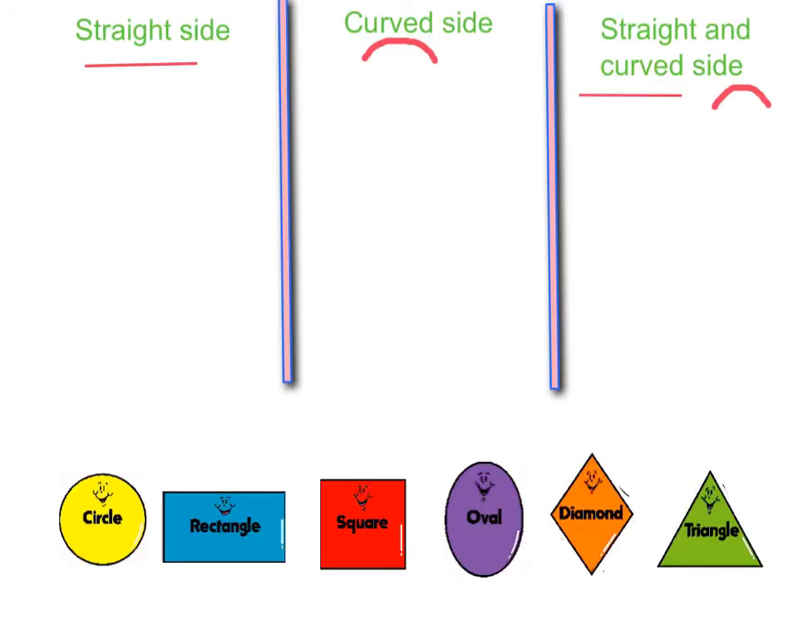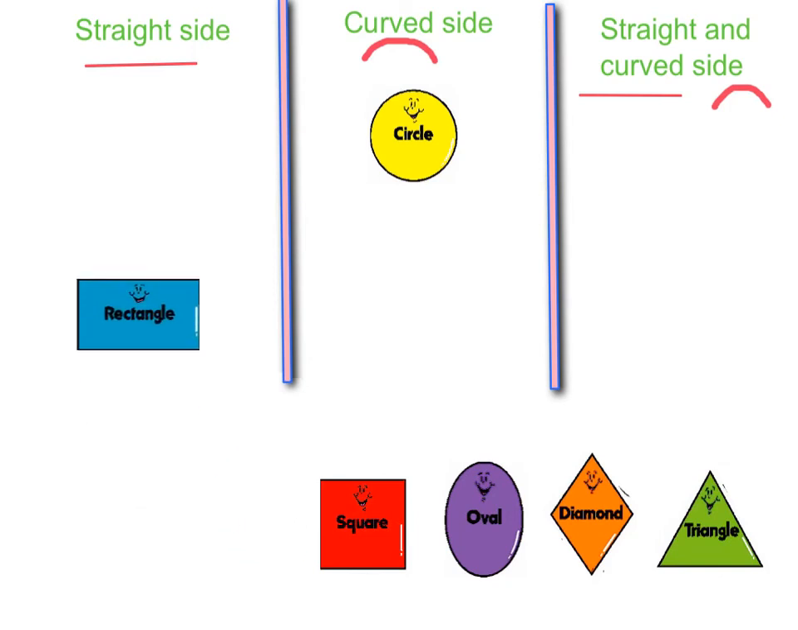Now we're going to sort these familiar 2D shapes according to their sides. So if their side is straight, we'll put it in the first column. If their side is curved, we'll put them in the second column. And if their side is straight and curved, we'll put them in the final column. So let's look at the circle. The circle has one curved line around it.